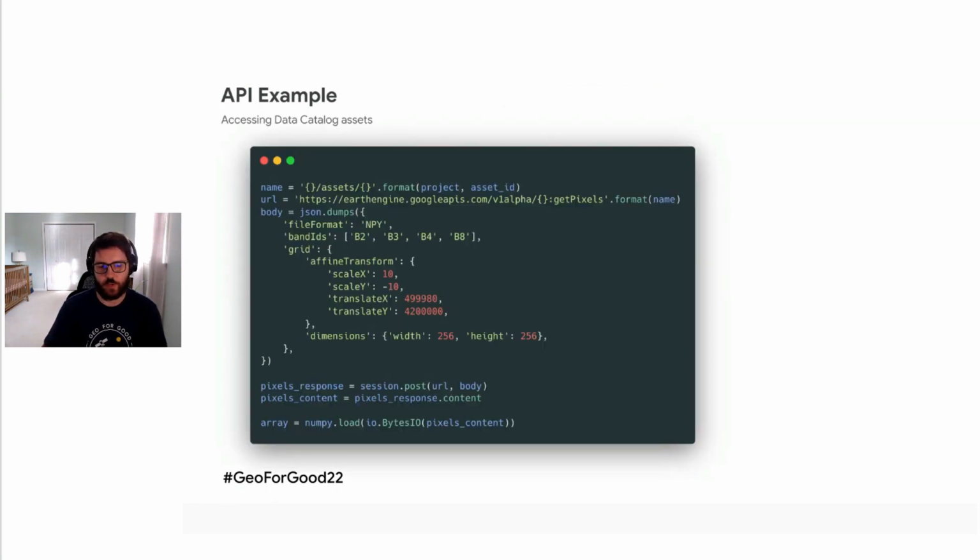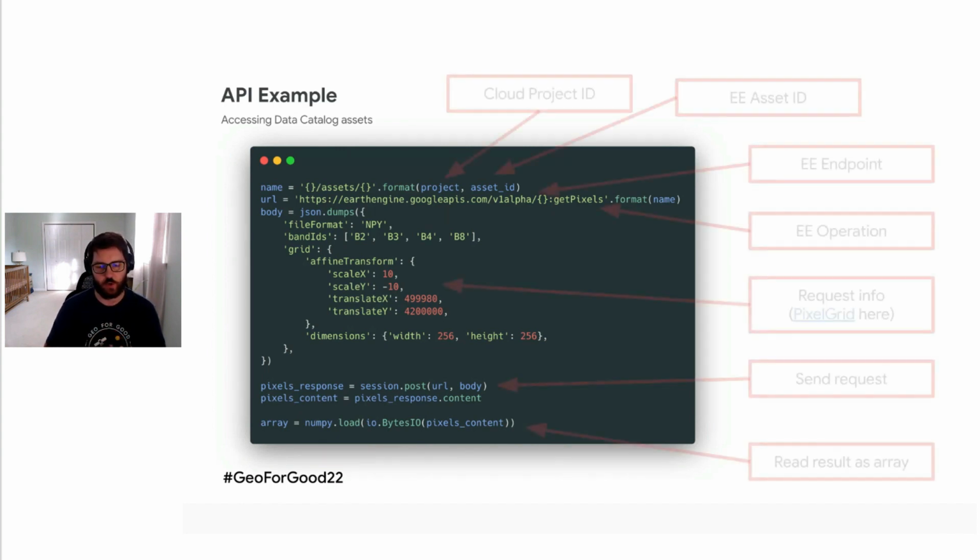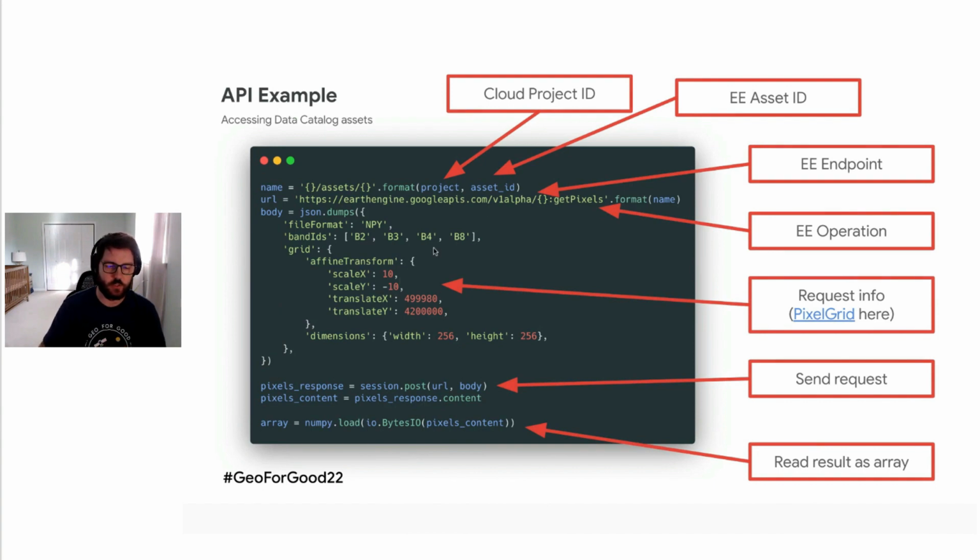Going into another example. That was getting a list of images. In this case, we are accessing the data catalog assets and getting the data back from the data catalog. Again, walking through what this code is doing, we're specifying a cloud project ID and the asset ID, and then using them to construct an endpoint. I want to point out that the operation at the end here is get pixels instead of list images. Get pixels will actually give us the data from the images.